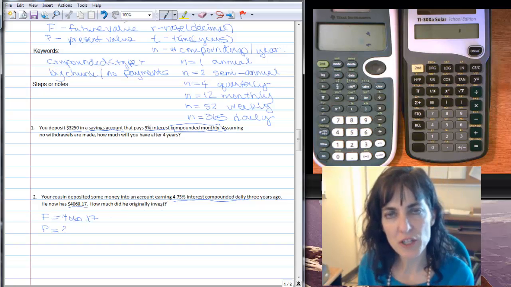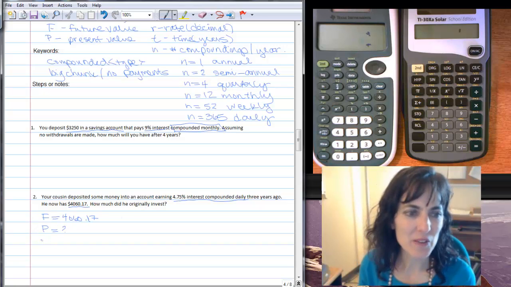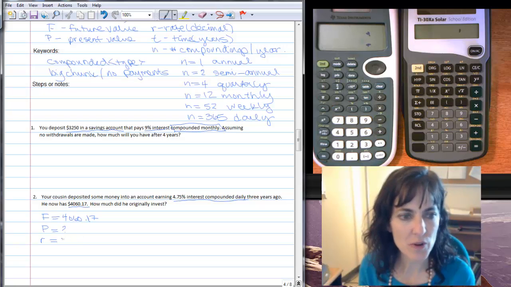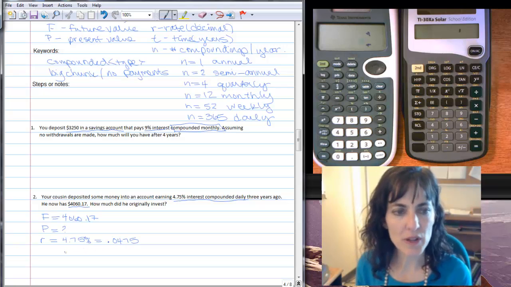How much did he originally invest? So that means we don't know what he started with. We've got the P right there. And so the R is going to be 4.75% interest, and I have to convert that to 0.0475. Remember, you just divide by 100.